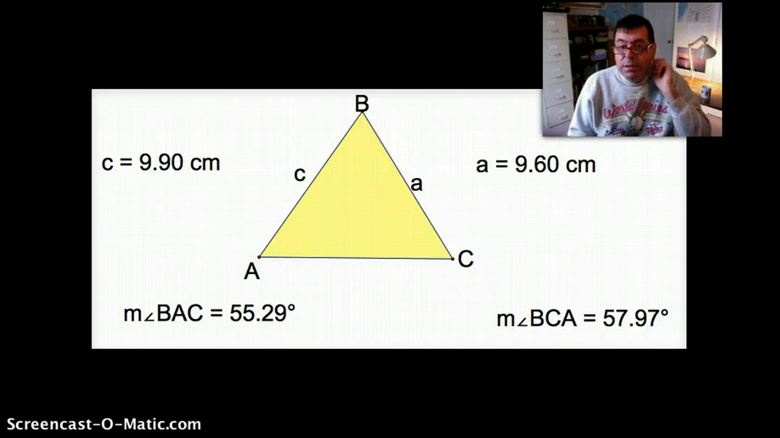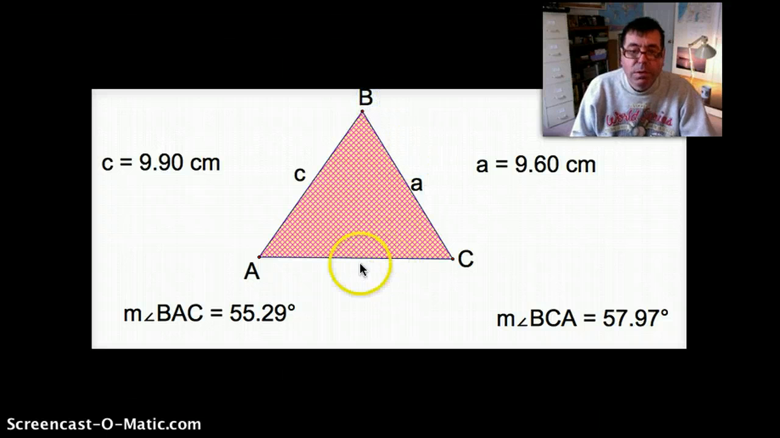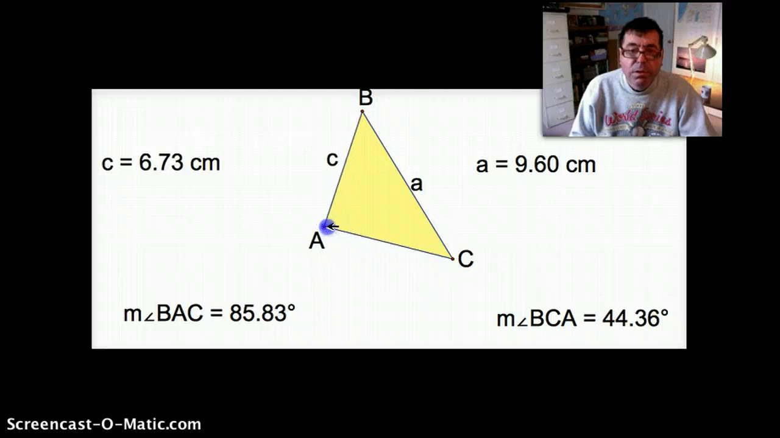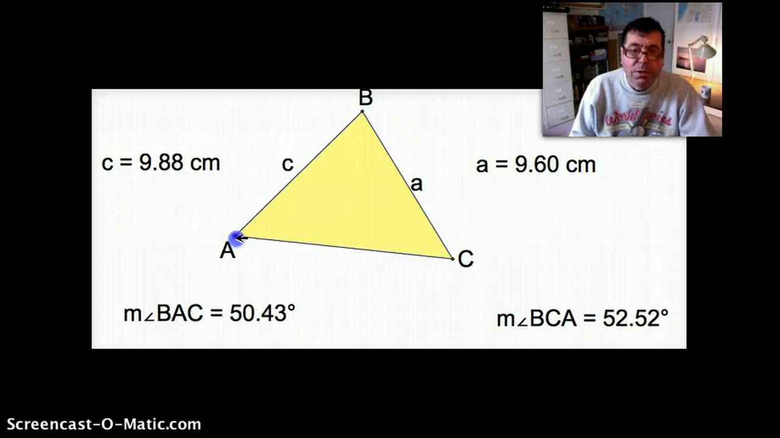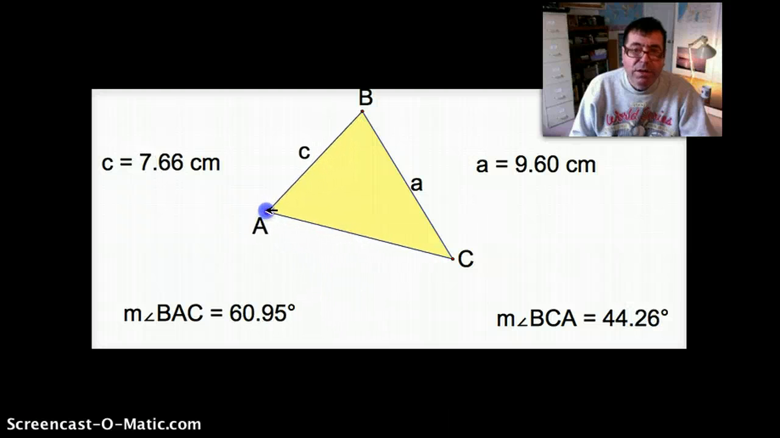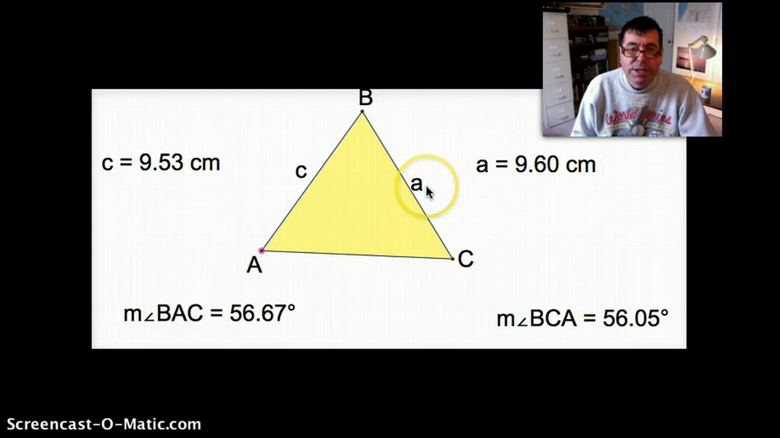Okay, let's study this picture. Notice I have this triangle right here, with angles A, B, C. What I'm going to do is move the triangle around. When I move this vertex of the triangle, I'm changing all of these values except the measurement of side A. So again, here's little a, which is this side right here.